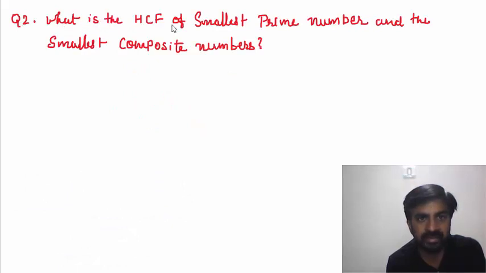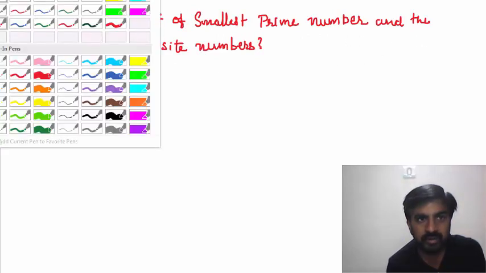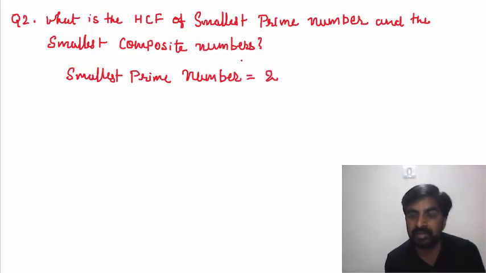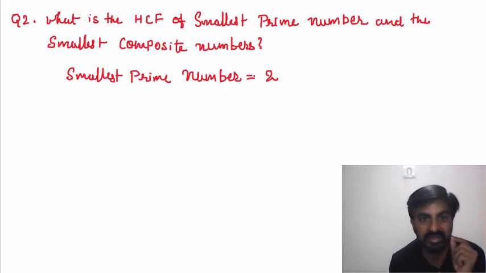What is the HCF of the smallest prime number and the smallest composite number? We just have to find the smallest prime number and the smallest composite number. One of the biggest mistakes: the smallest prime number is 2. Generally I have seen students writing 1. 1 is neither a prime number nor a composite number. So please keep in mind, 1 is neither prime nor composite.